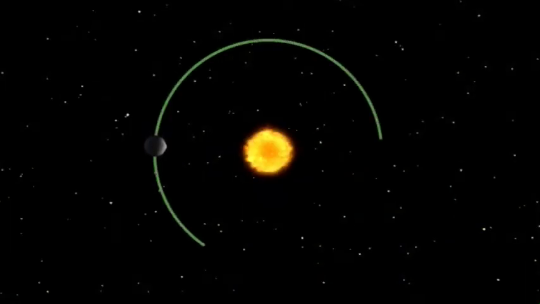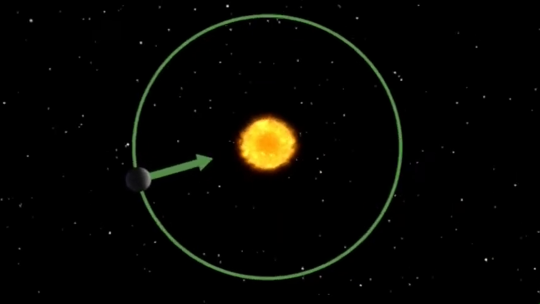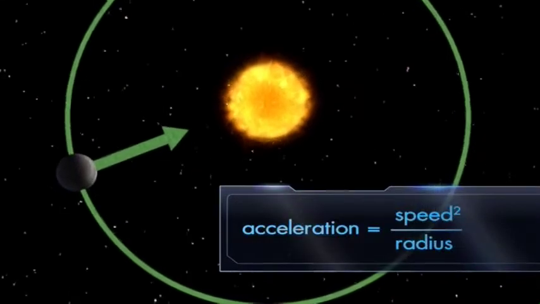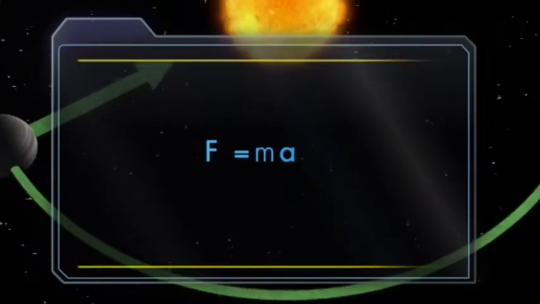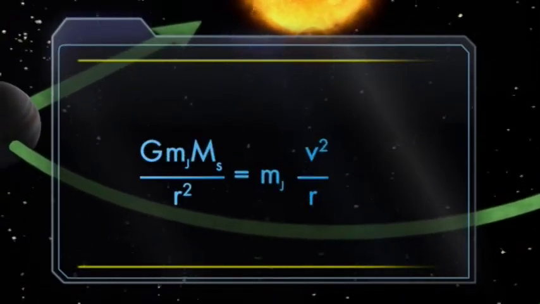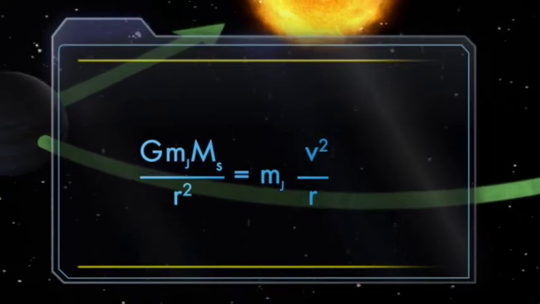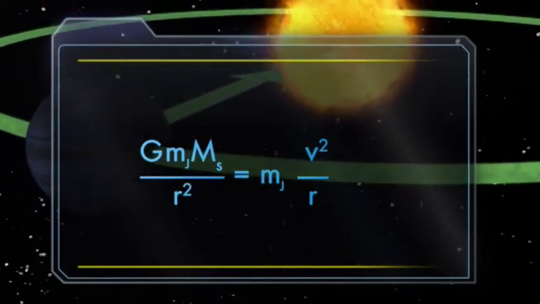Because Jupiter moves around the sun in uniform circular motion, we know that its acceleration is directed toward the sun and is equal to its speed squared divided by the radius. So if we substitute the gravitational force and Jupiter's acceleration into Newton's second law, we get the following formula. If we want to know the mass of the sun, we rearrange the formula.